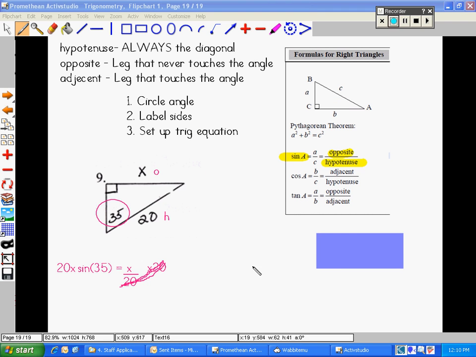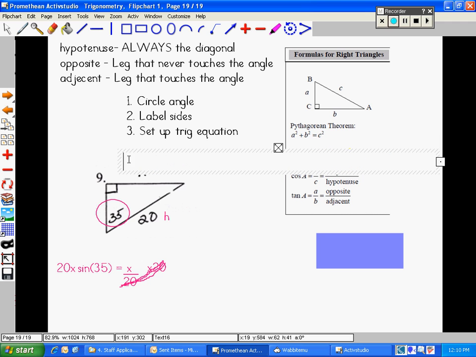So what did we just find? We found the length of the missing side, x. X equals 11.47.